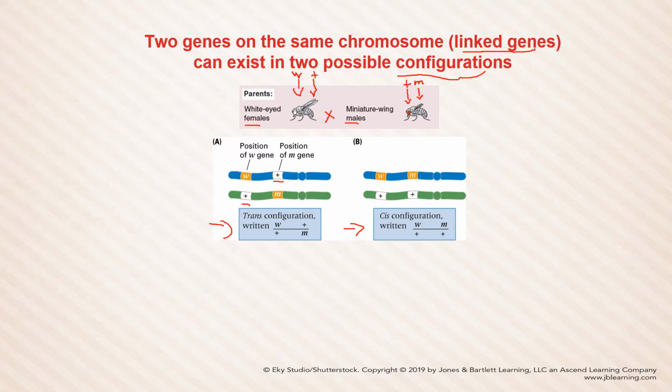Here you have the white eye, and here you have the miniature wing. So they will be written like this, as is shown in this schematic with this symbol.